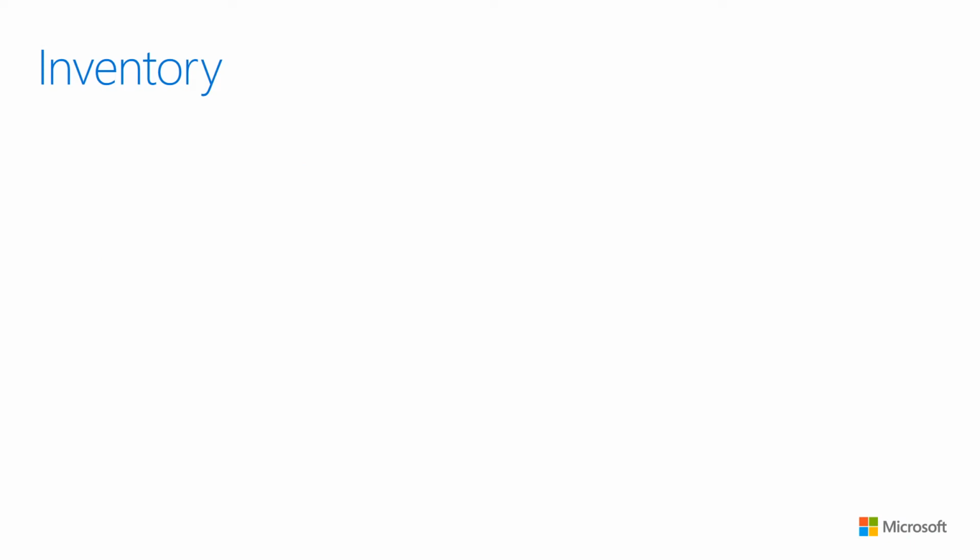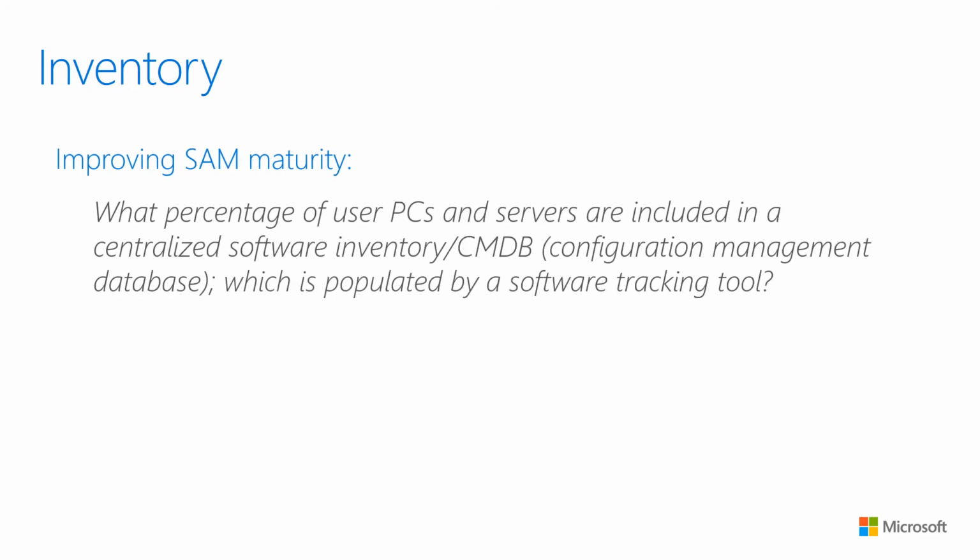Let's return to the SAM optimization model, the SOM, that we looked at in Module 1 of this track. There we saw that there are 10 key competencies which allow an organisation to be benchmarked in terms of their SAM maturity, and the SOM gives an actionable roadmap to increase maturity for these competencies. Now there is a competency related to inventory which we need to look at, which is the hardware and software inventory competency. And the key question that's asked is, what percentage of user PCs and servers are included in a centralized software inventory, or a CMDB, which is a configuration management database, which is populated by a software tracking tool?